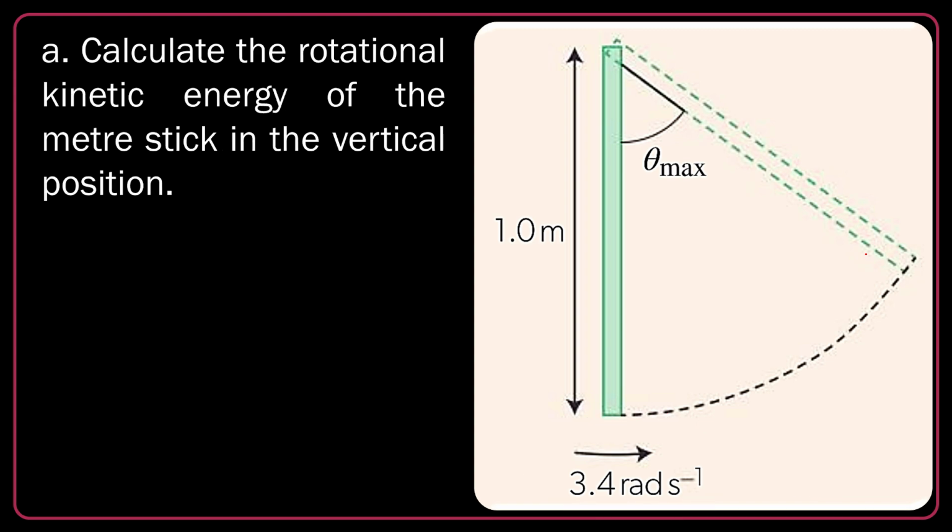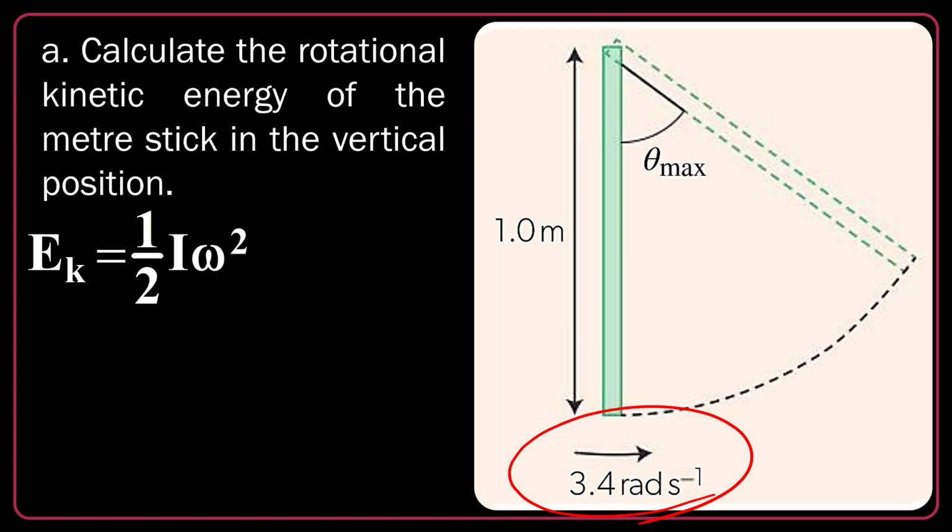Part A, calculate the rotational kinetic energy of the meter stick in the vertical position. This is exactly the maximum kinetic energy it has. So let's use the general formula, a half of I omega squared. But what was the I?